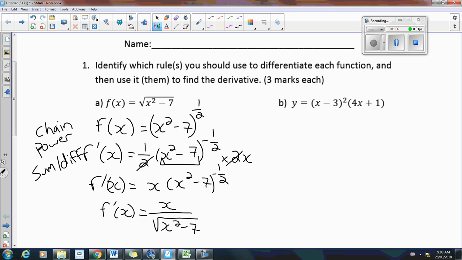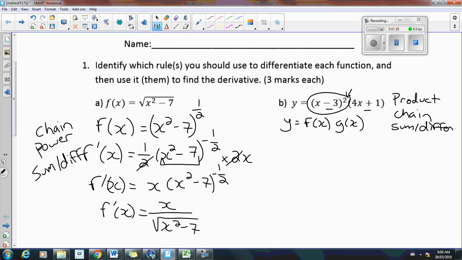For question B, we have a product, but since this factor has a power of 2, we're going to use the chain rule as well. And because there are plus and minus signs, we're going to use sum difference. So this might be easiest to start out by saying that y is f of x times g of x. F of x is (x minus 3) squared. So f prime of x, 2 comes out front, subtract 1 from the exponent, multiply by the derivative of the inside. In this case, this is just 1. And then do the same for g of x.